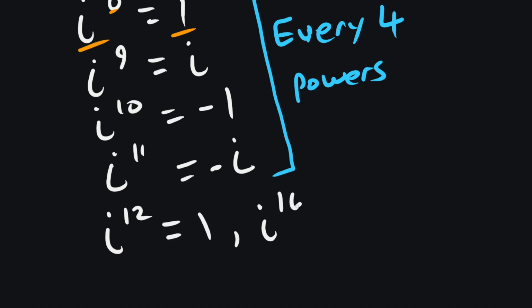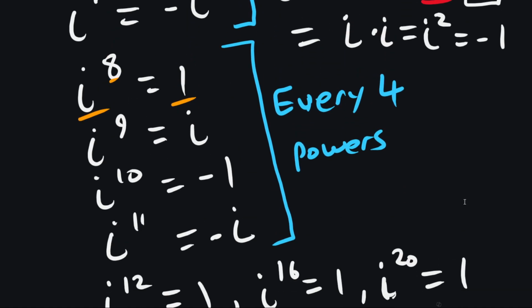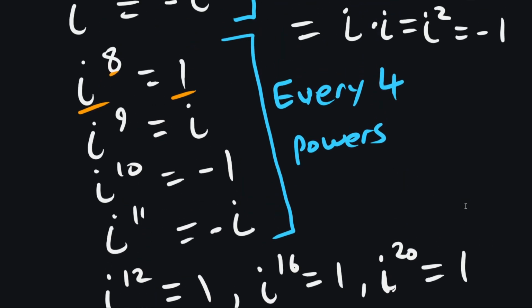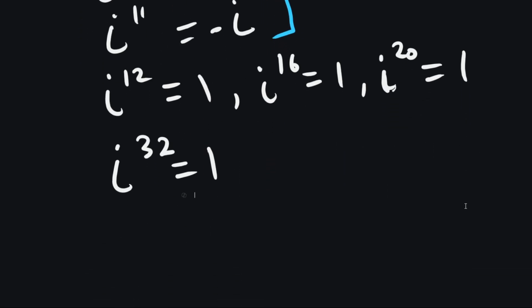So is i to the 16th, that is 1. i to the 20th, that is also 1. Every number that has a factor of 4, i to that power will give you 1. So i to the 32nd power will give you 1. So this helps us because we can predict higher powers of i.